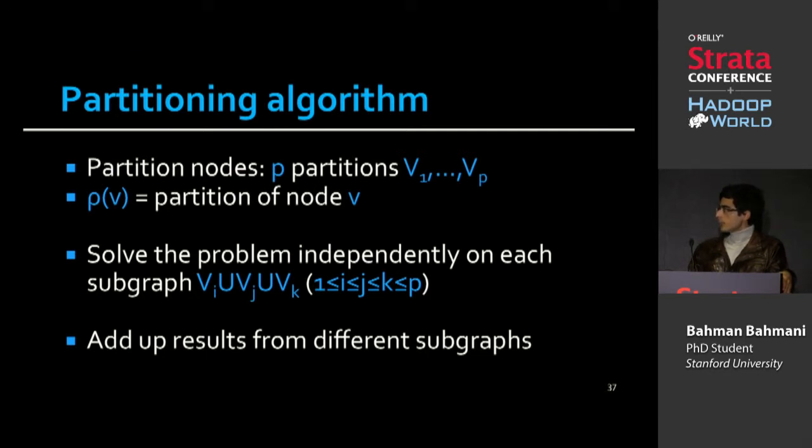And then what we do is solve the problem independently on each subgraph formed by the union of any triple of these partitions. And why do we look at triples? That's because any triangle is going to show up in exactly one such subgraph. We'll see an example and it will make it a little clearer. But the abstract idea is that each triangle shows up in exactly one such subgraph. If we count the number of triangles on each of these subgraphs, then we can just add up those results and get the number of triangles incident on each node in the whole graph.